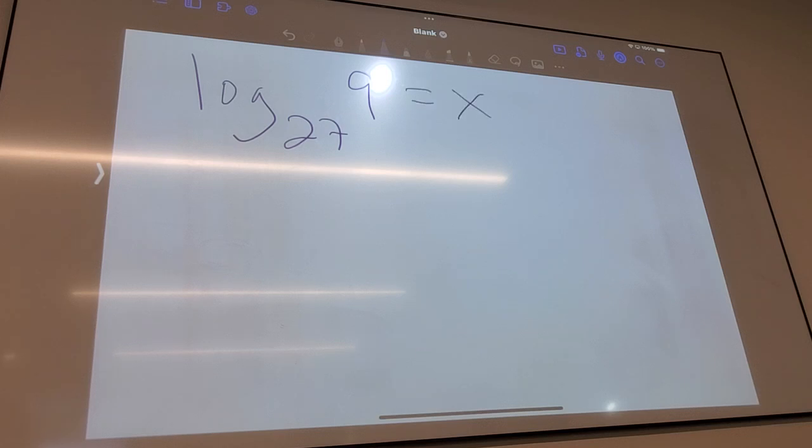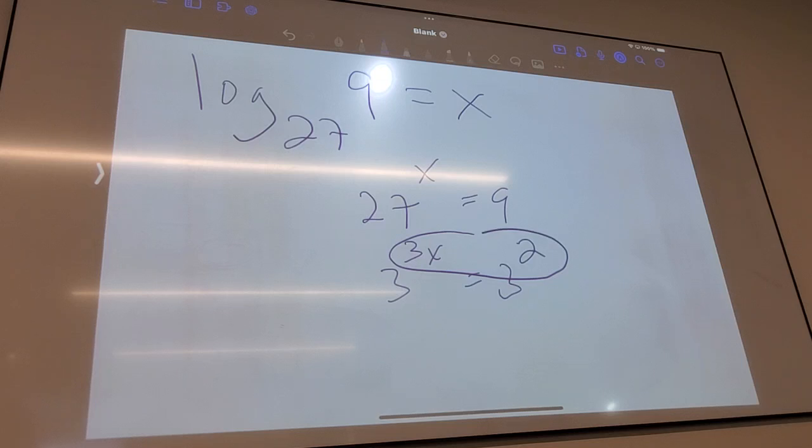And then how do I rewrite this? 27 is 3 to the 3rd power, and 9 is 3 to the 2nd power. You get 2/3 again. Because 1/3 of 27, the power 1/3 of 27 multiplicatively is 3, and 2 of those make 9, so 2/3. It's still the same idea.